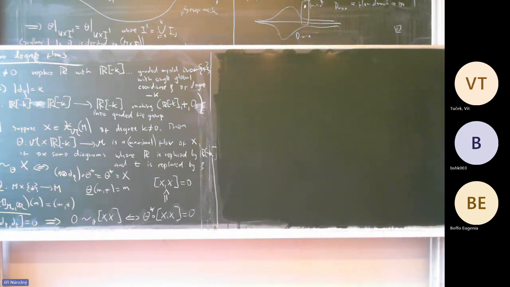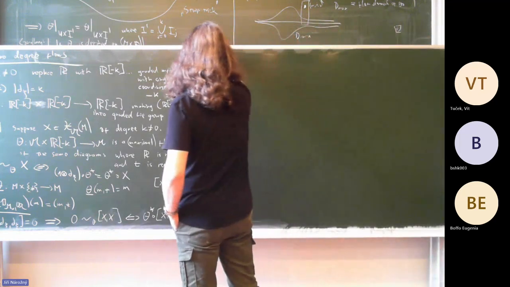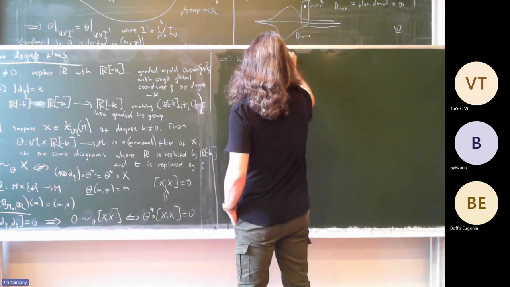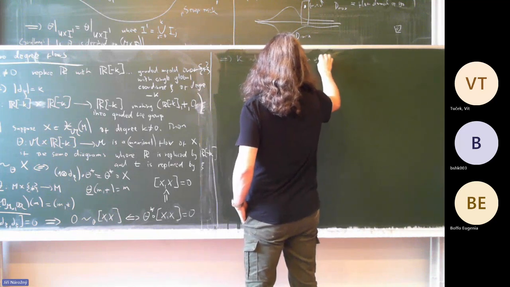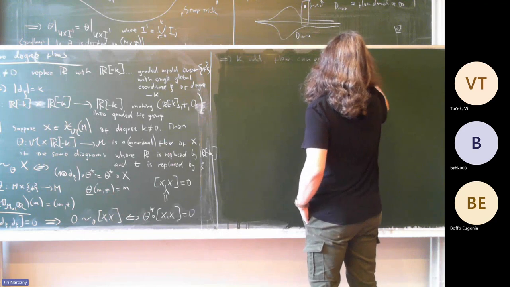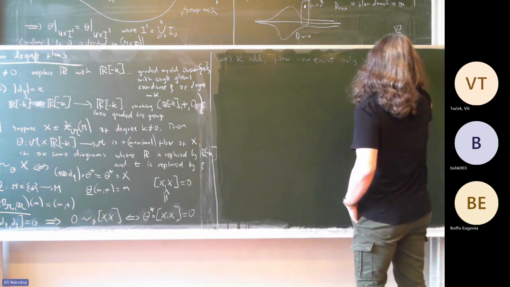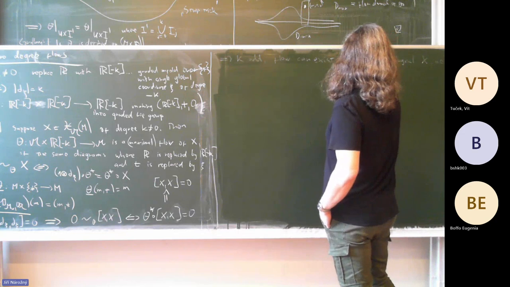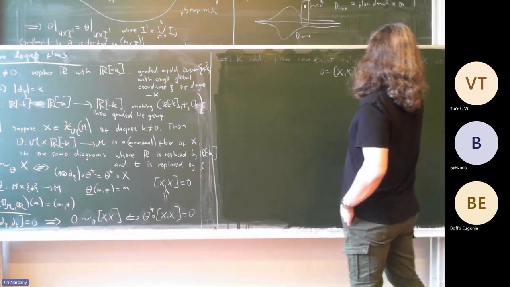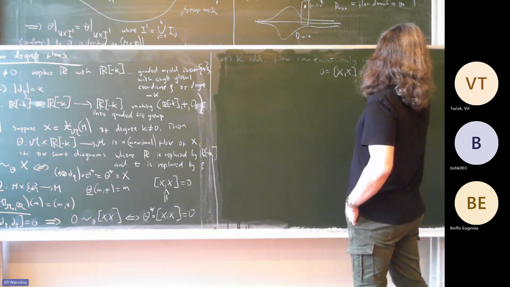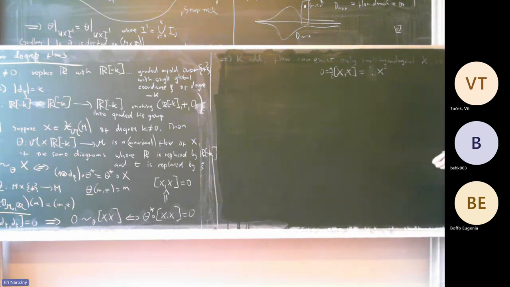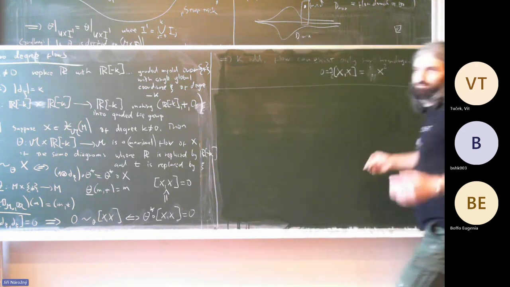Okay, so what to do next? So this condition means that if K is odd, then a flow can exist only for so-called homological X. That is, XX is zero, which is just 2 times X squared. So it really means that X squared is zero. Okay, but whatever.